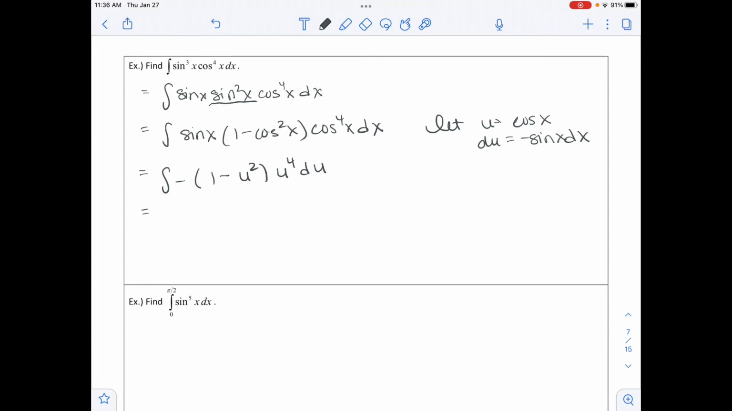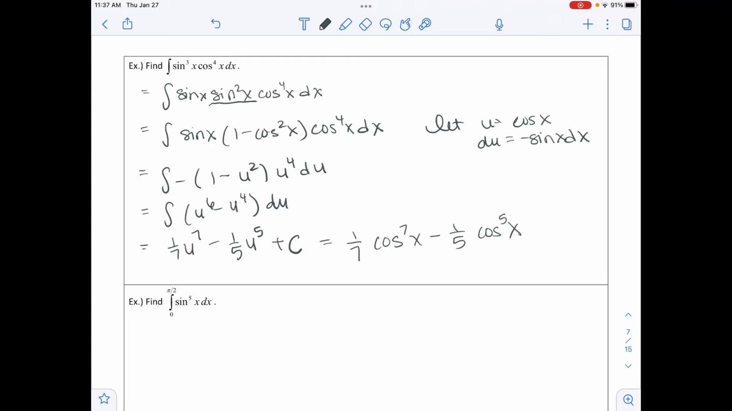So distributing through the negative and the u to the fourth, we have the integral of u to the sixth minus u to the fourth du. And this is easy to integrate. We have 1/7 u to the 7th minus 1/5 u to the 5th plus c, since we are dealing with an indefinite integral. And then I need to back sub in cosine of x every time I have a u. I have 1/7 cosine 7th power of x minus 1/5 cosine to the 5th power x plus our c, our constant term.